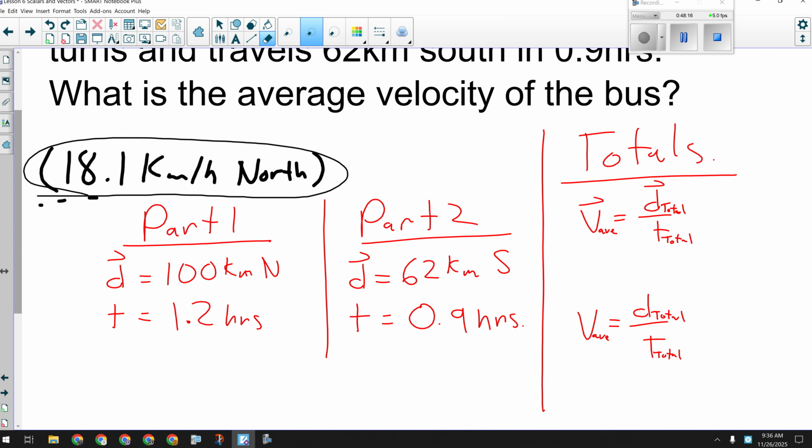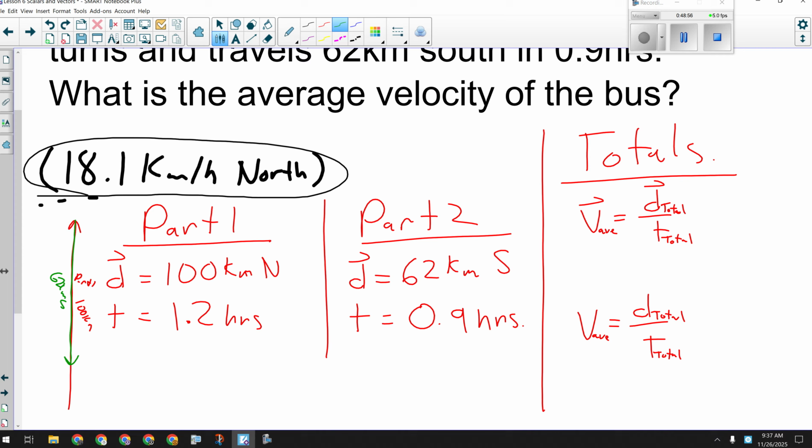The bus goes 100 kilometers north, and then it goes 62 kilometers south. Does it backtrack on itself? Okay, if I'm looking at that trip from a diagram, this is part one, and it's 100 kilometers north. This is part two. It turns around and goes 62 kilometers south.